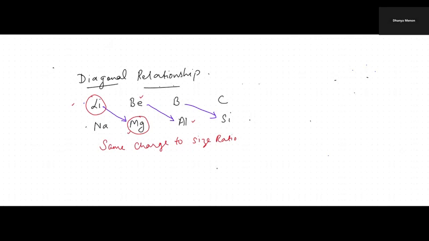So the similarity between the first element of a group and the second element, this is magnesium, of the adjacent group towards the right hand side is called diagonal relationship. This happens because of the charge to size ratio, or we can also call it charge density.